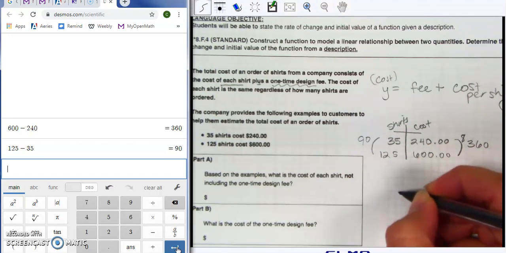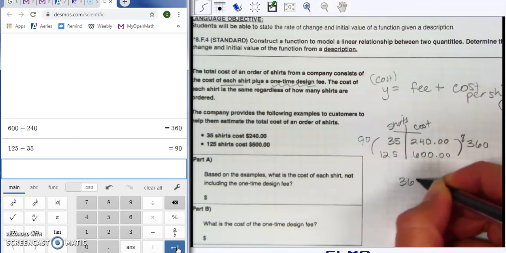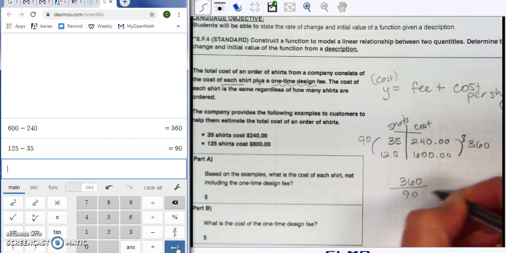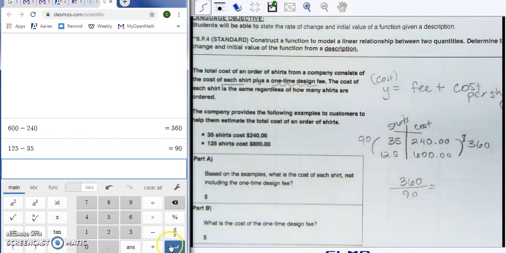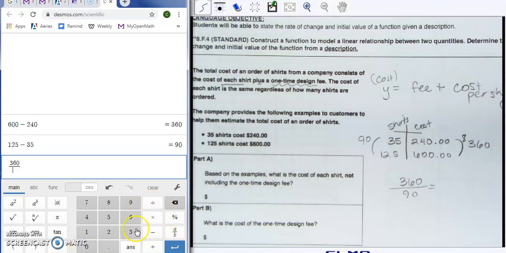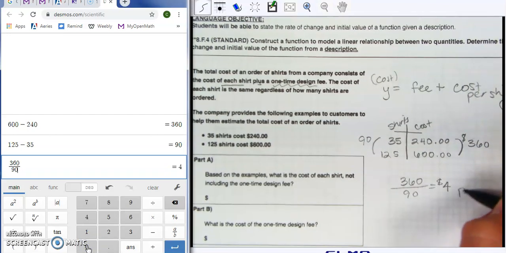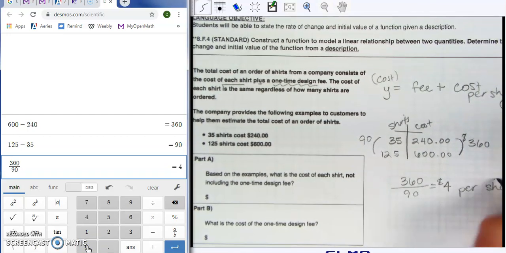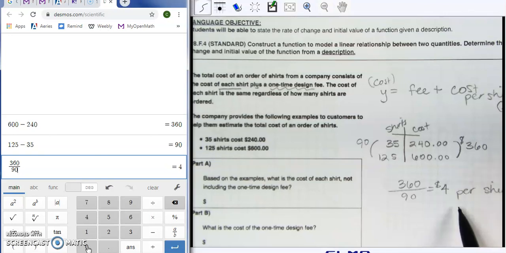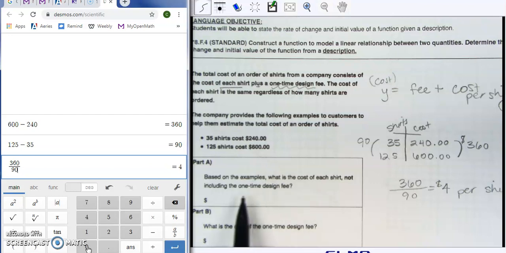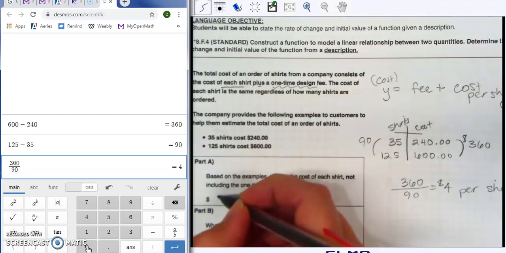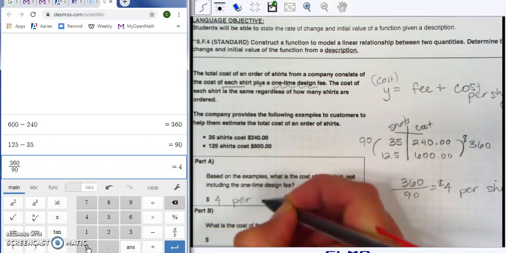So what would that change be? Well, if we put $360 over 90 shirts, and we divide, again, you should be able to do that in your head, but just in case, we have this lovely calculator here. 360 divided by 90 tells me that I get 4. So what does that tell me? Well, it was $4 per shirt. So for 90 more shirts, it costs $360 more dollars. So that means it was $4 per shirt. So this says what is the cost of each shirt, not including the one-time fee. So that's $4 per shirt.